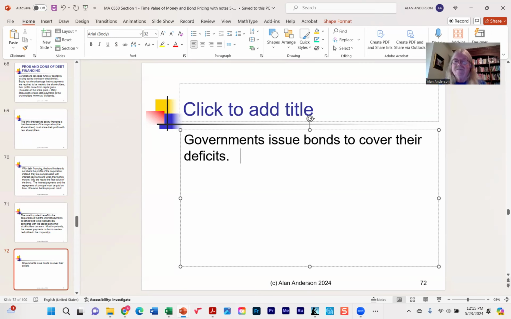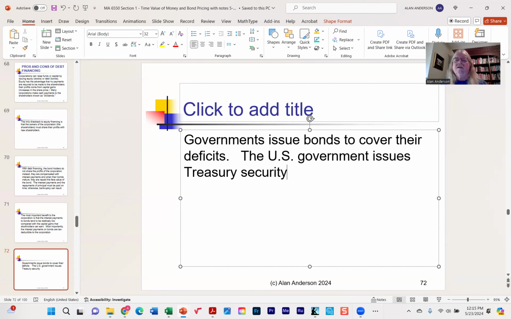It just doesn't happen. The federal government, typically in a normal year, will spend, let's say, $4 trillion, and then tax revenues will be, let's say, $3.2 trillion. Where does the rest come from? They issue treasury securities. They borrow.